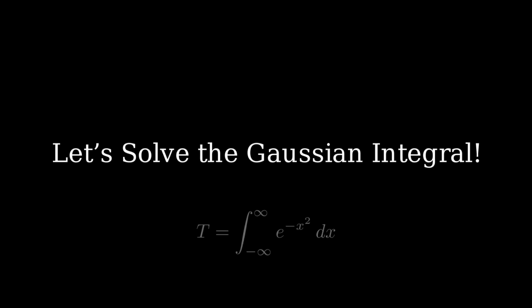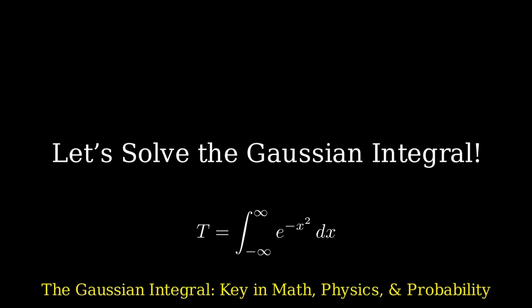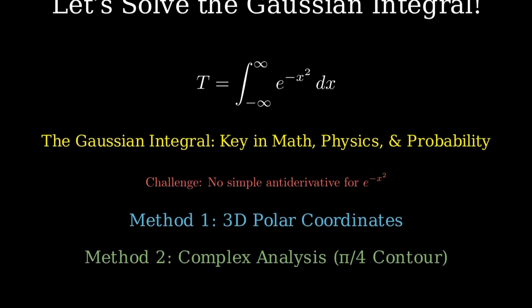Today we're diving into a super cool problem, finding the value of this integral t, which is the integral from negative infinity to positive infinity of e to the power negative x squared dx. This is called the Gaussian integral, and it pops up all over the place in math, physics, and even probability. It looks tricky because there's no easy way to find an antiderivative for e to the negative x squared. But don't worry, we're going to solve it using two methods.